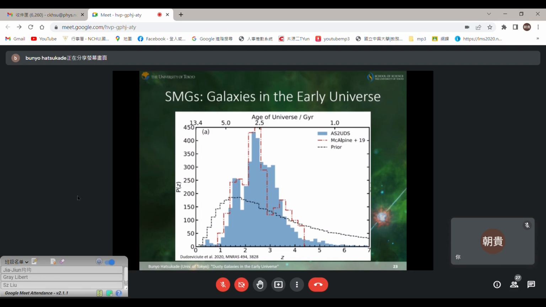Another bias is, for example, the temperature of dust, because this is taken at the 850 micron or 1 millimeter wavelength, which traces the cold dust with a temperature of about 20, 30, or 40 Kelvin. But if we use shorter wavelengths, such as 500 micron, we can trace objects with much higher dust temperature. So maybe we miss these kinds of objects in this diagram. But overall, the shape is like this.